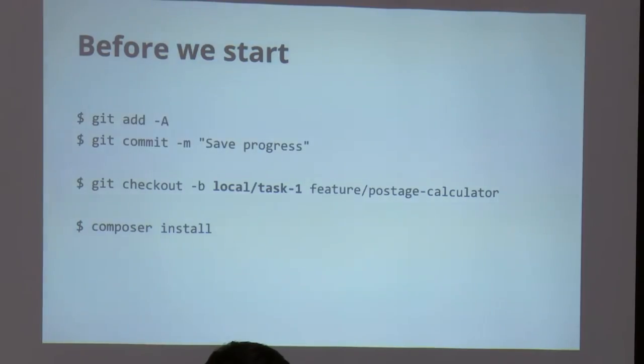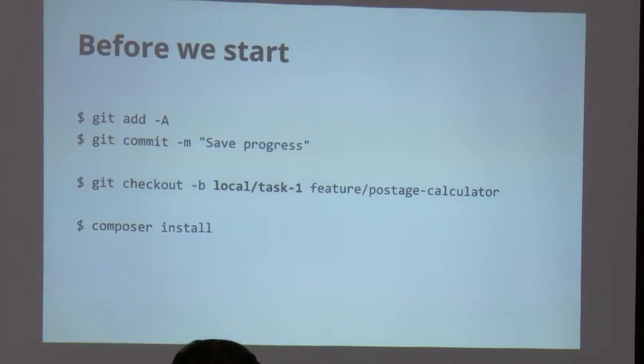So bear with me for a second. Before we start, please run those commands. If you have any progress, save it, and then run git checkout -b local/task-one. Basically, before we start, I will always have those commands on the screen. So if you have any unfinished work, you can save it, and then run git checkout to create your own local branch from the previous branch, which is the base.